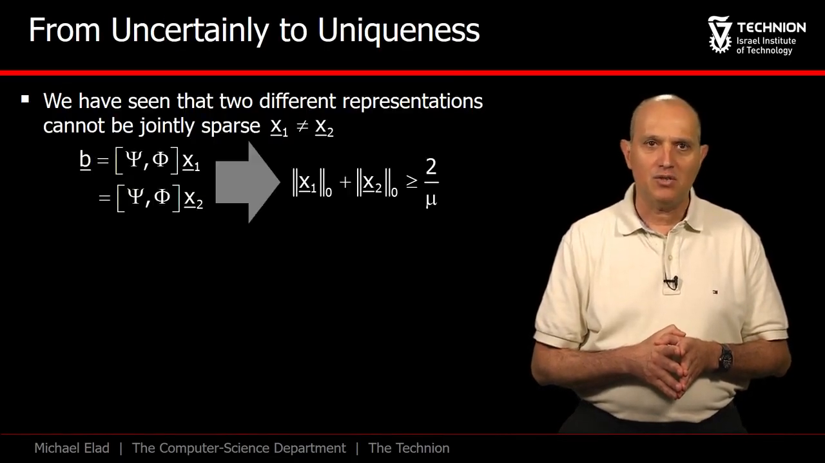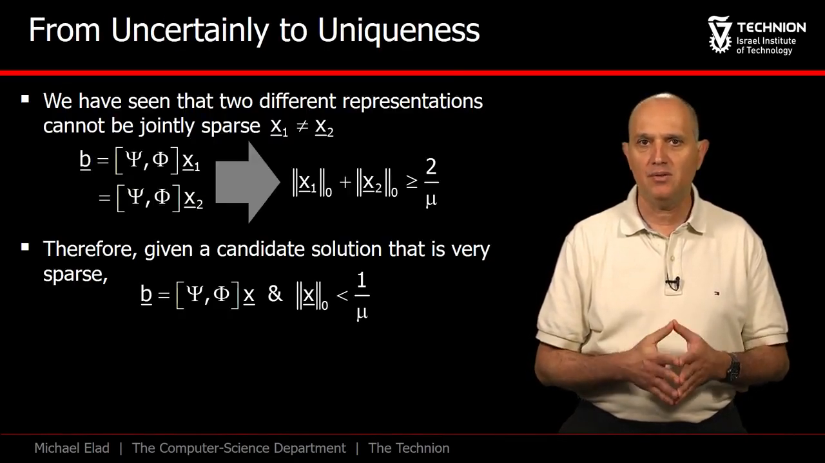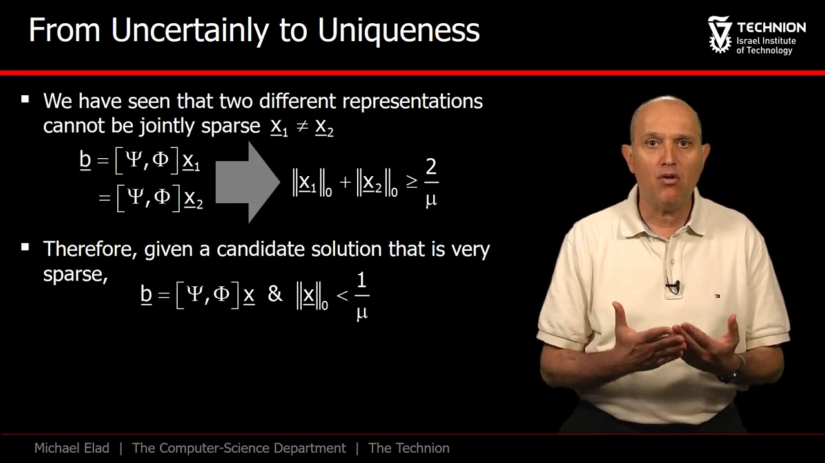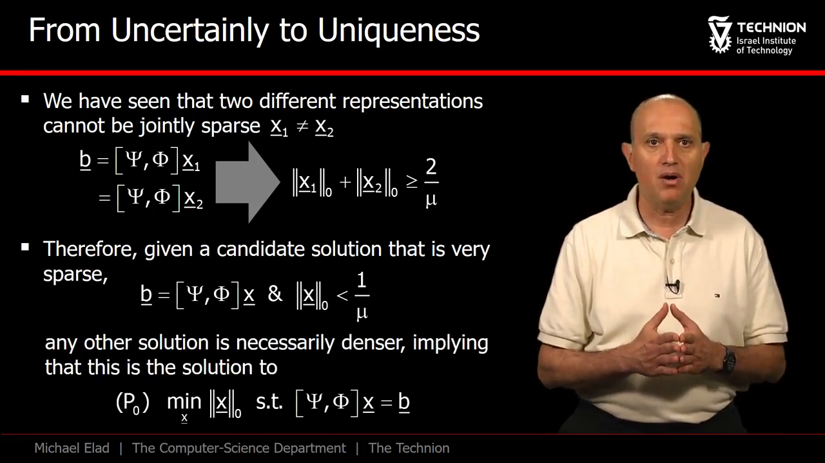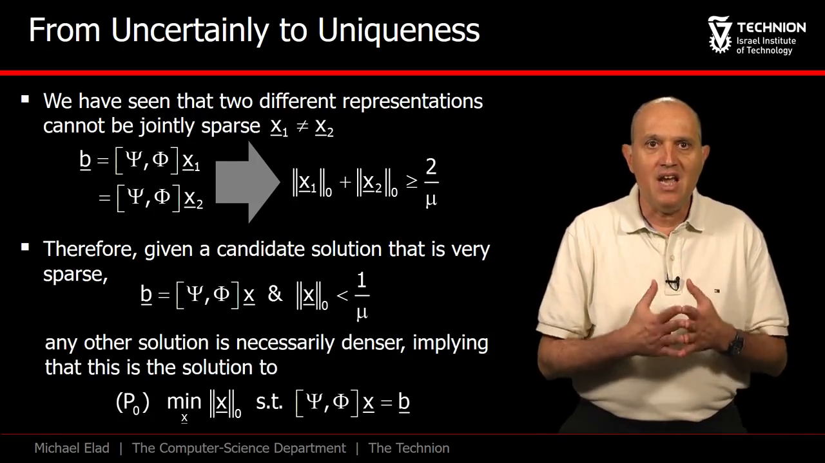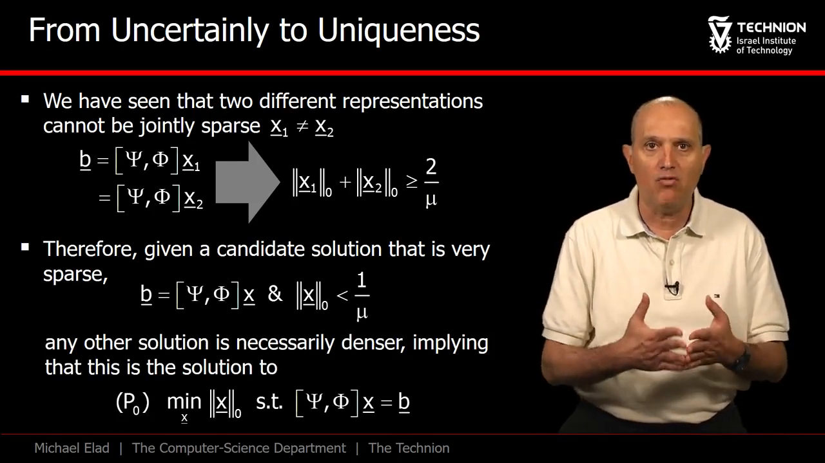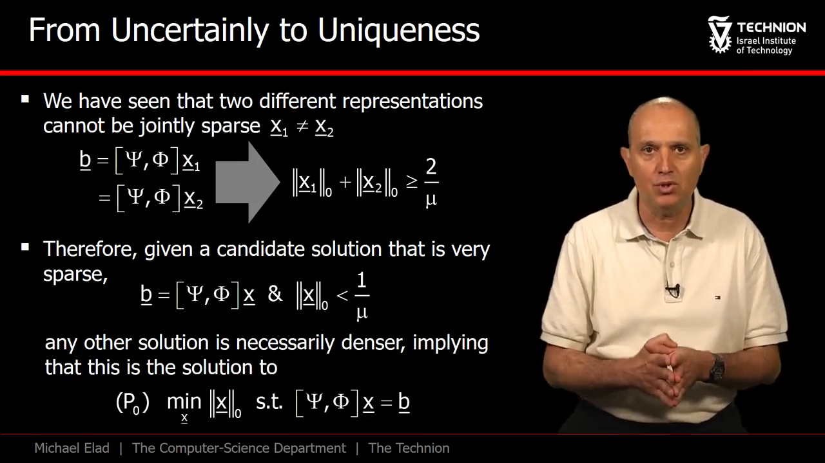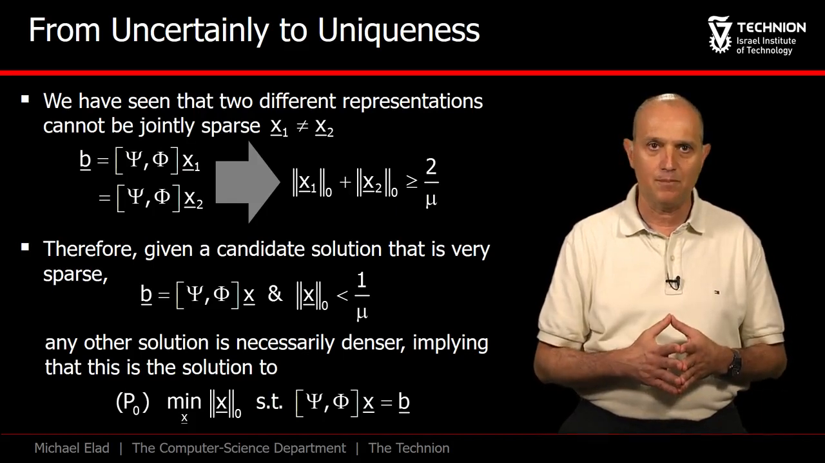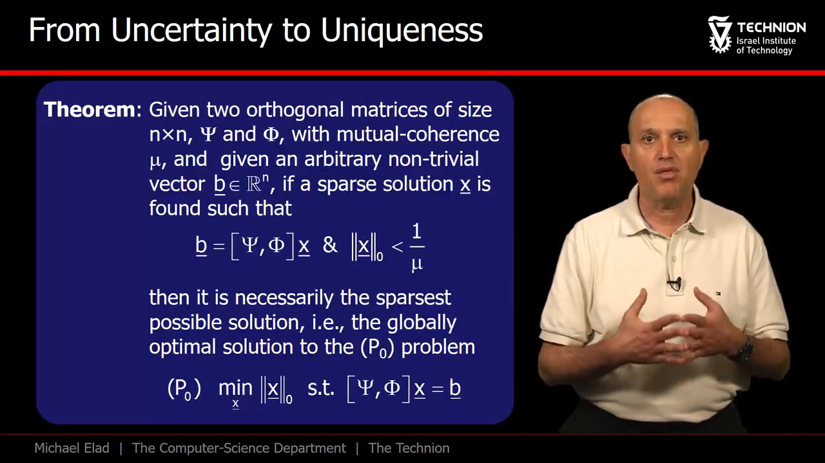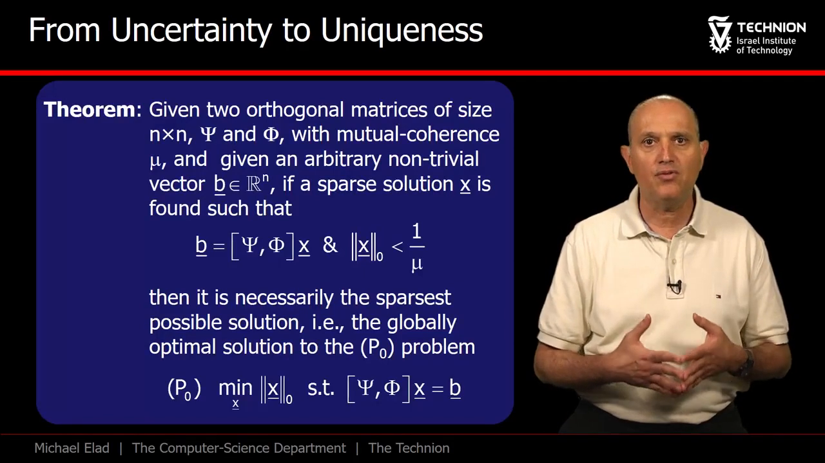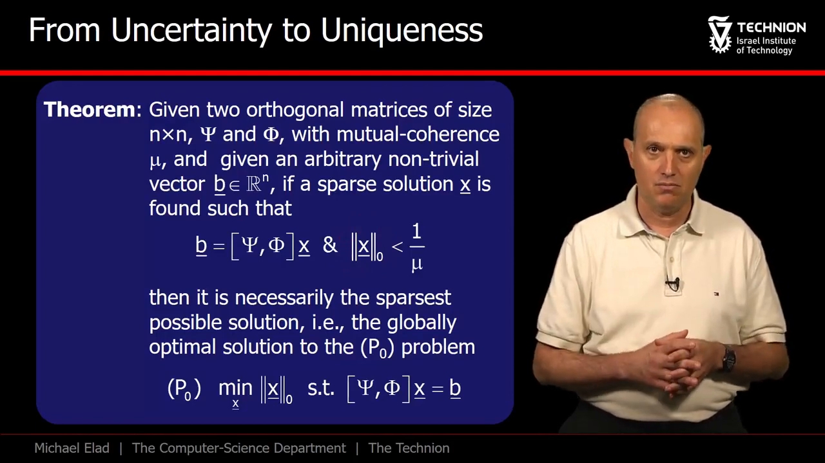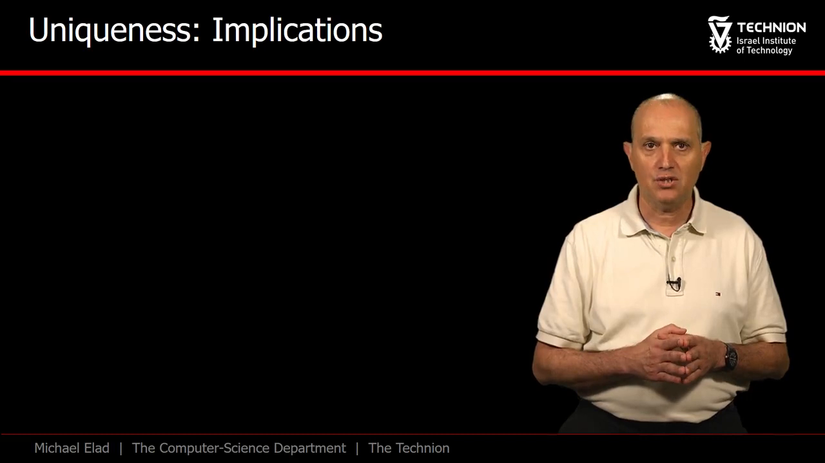As an immediate consequence of this rule, suppose that we are given the problem P0 with the two-ortho structure, and we are offered the candidate solution x having below 1 over mu non-zeros. Invoking the above rule we have just proven, we can say that any other solution must have more than 1 over mu non-zeros. Well, that means that x is necessarily the sparsest possible solution of the system Ax equals b. Here is this statement posed as a theorem. A simple test of counting the number of non-zeros in x could tell us if this is the globally optimal solution of P0. Let's discuss the implications of this theorem.